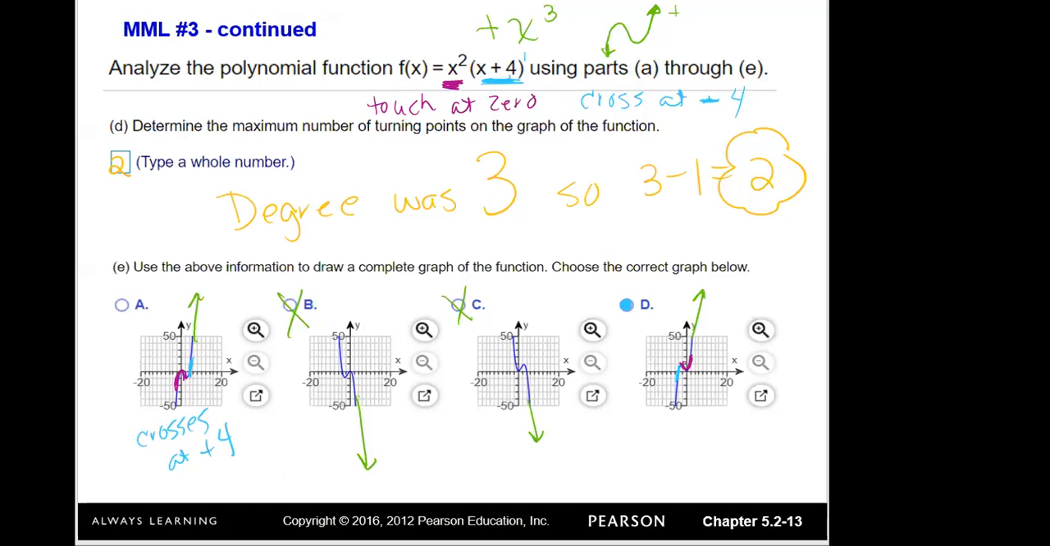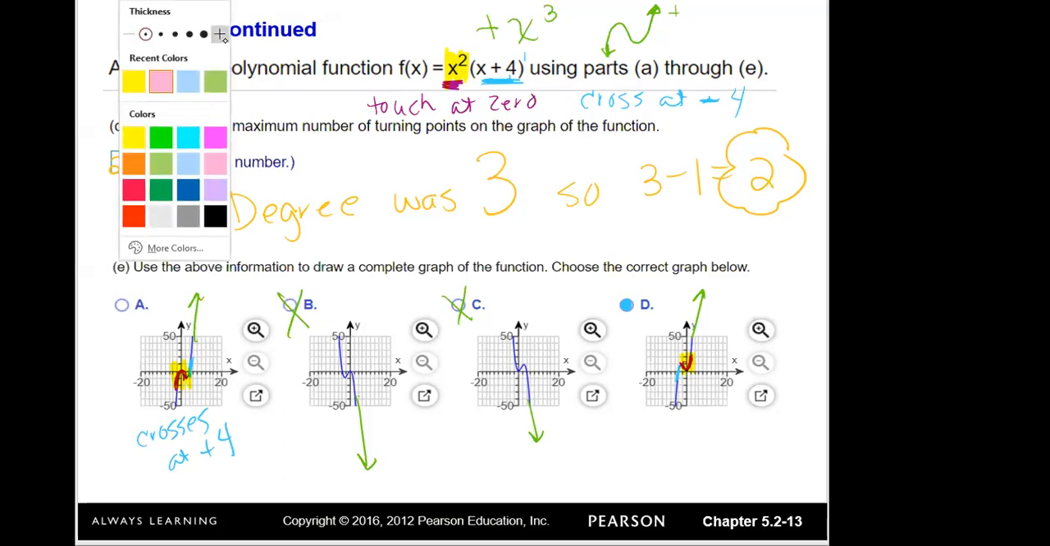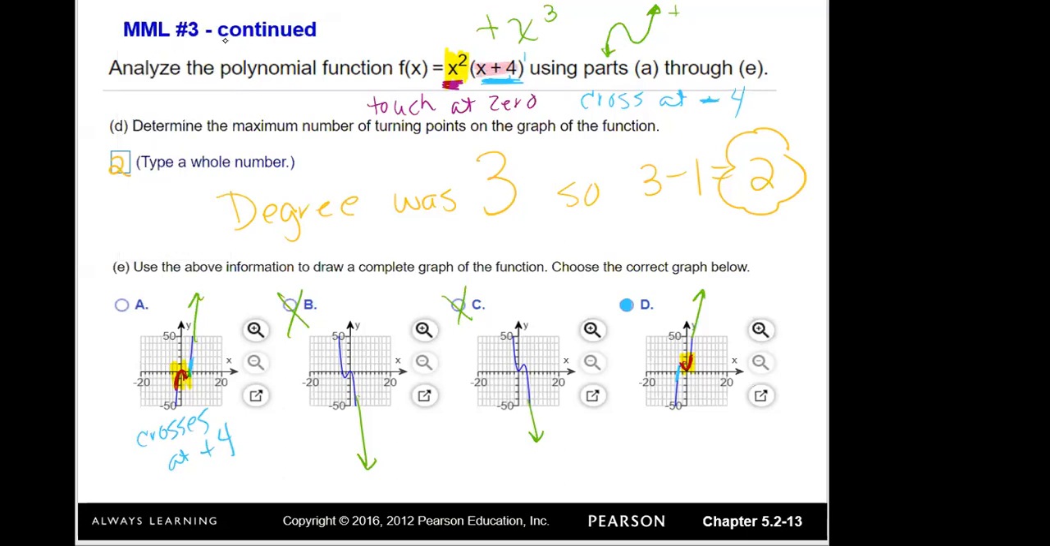Hope you're understanding the touching and crossing. And if you think about it, x squared is a parabola, right? This right here kind of looks like a parabola, both of these, where I'm highlighting it in the purple color. It's got that curvy shape, a parabolic look to it. Whereas the x plus 4, which is to the first power, has a linear look. So this is kind of linear right here.